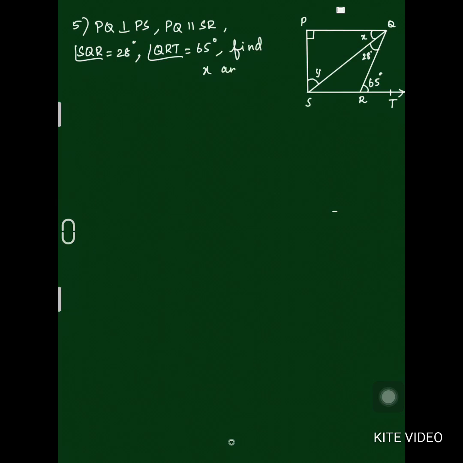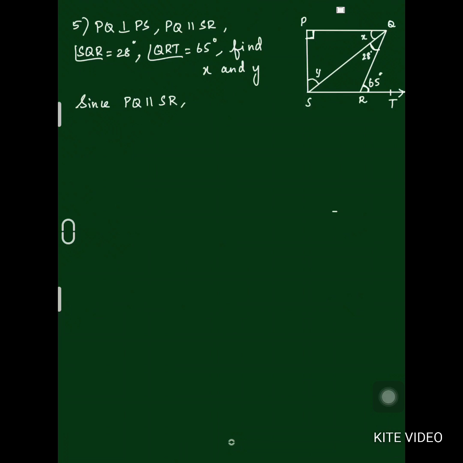So what is given? PQ is perpendicular to PS, so angle QPS is 90 degrees, and angle SQR is given 28 degrees. Angle QRT is given 65 degrees. Now we are supposed to find the value of X and Y. You know PQ and SR are parallel. You know when two lines are parallel and cut by a transversal, alternate interior angles will be equal.